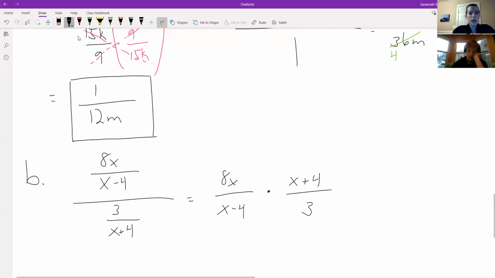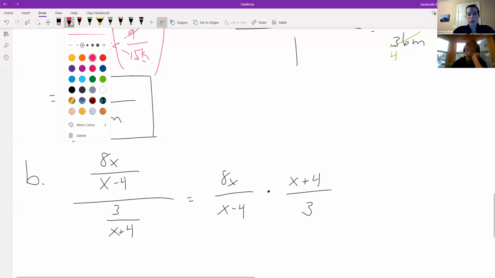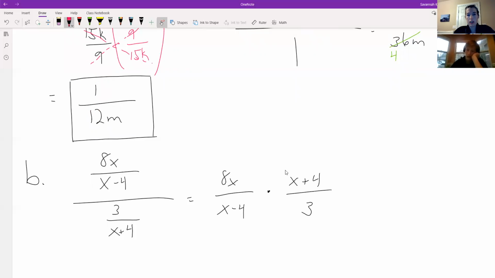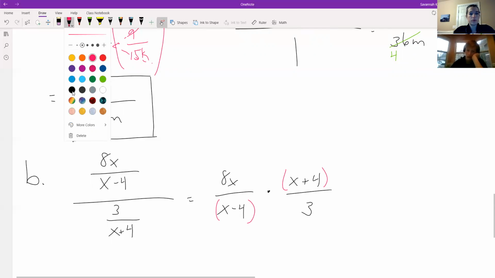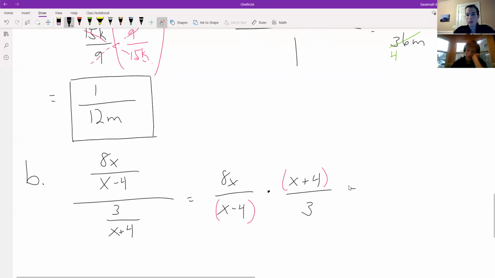And it might be helpful, just so we don't fall into the trap of some illegal canceling, I'm going to put some parentheses to protect my x plus 4, to protect my x minus 4. And then when it comes to canceling, it looks like absolutely nothing can cancel. So this is going to be kind of a weird answer, 8x over x plus 4.